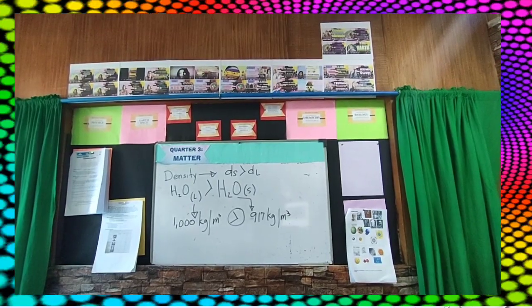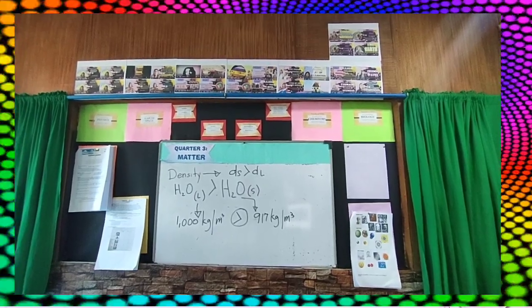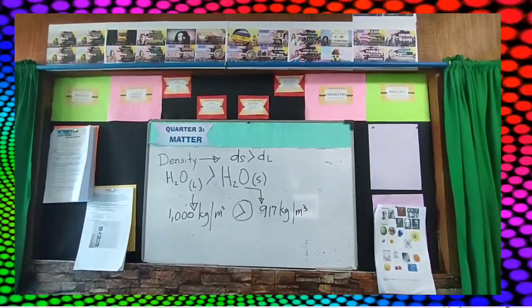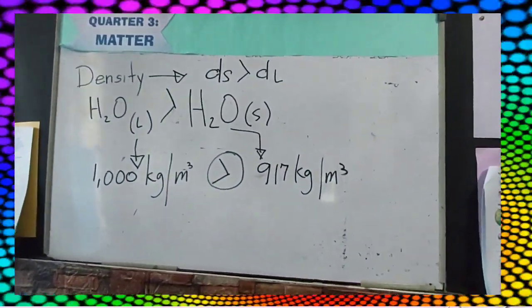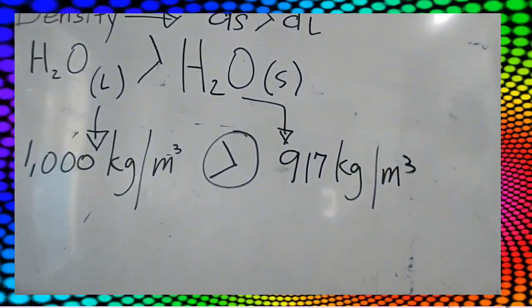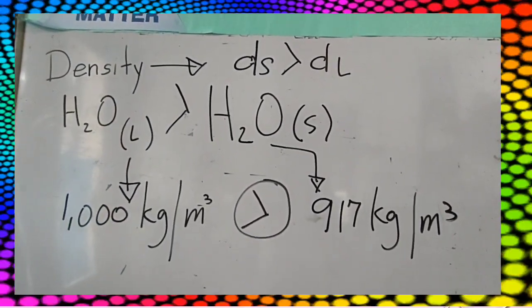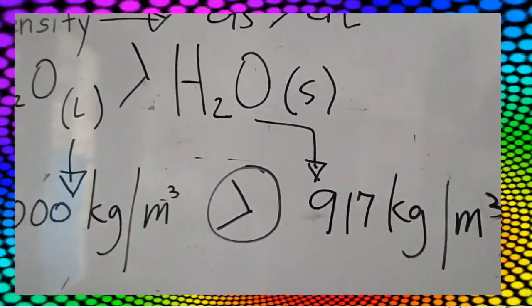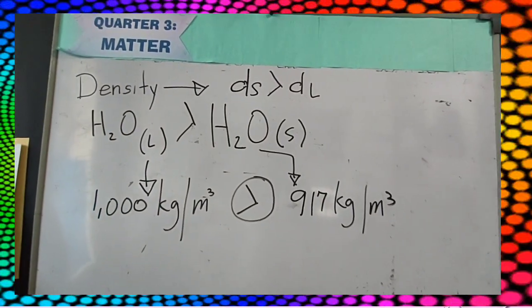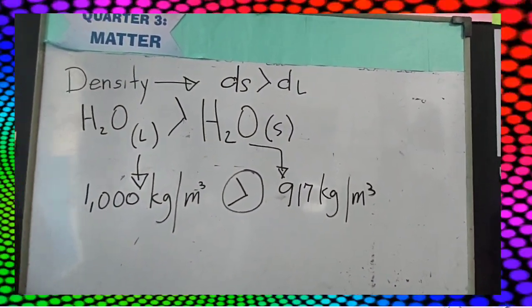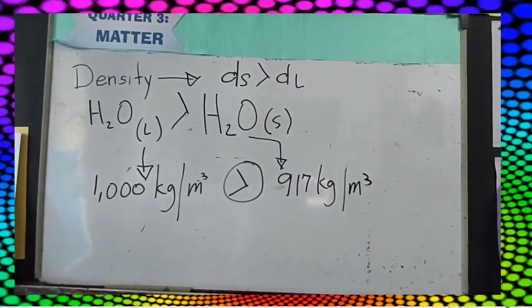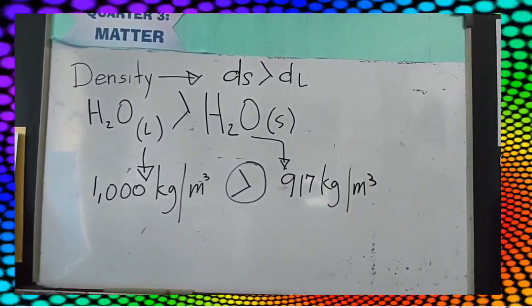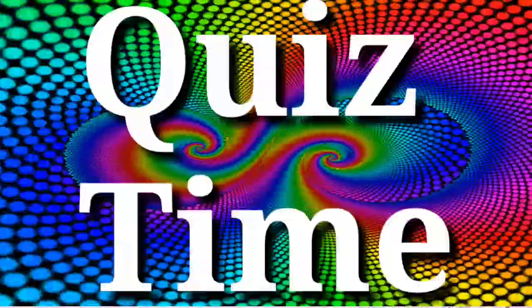Ang density ng tubig in the form of liquid is 1,000 kg per cubic meter. At ang tubig in the form of solid, such as the ice, is 917 kg per cubic meter. Di hamak na mas maliit kesa sa tubig in the form of liquid. Yun ang dahilan kaya't nasa ibabaw ang yelo.